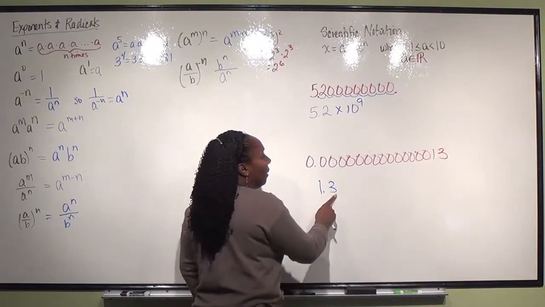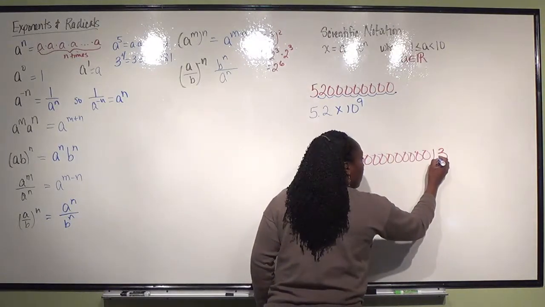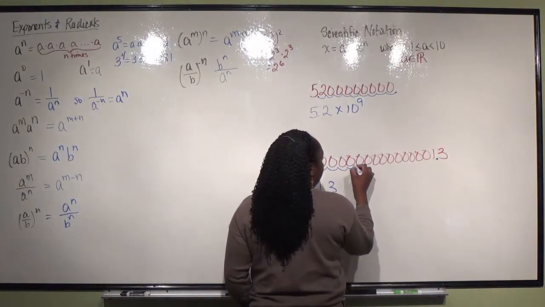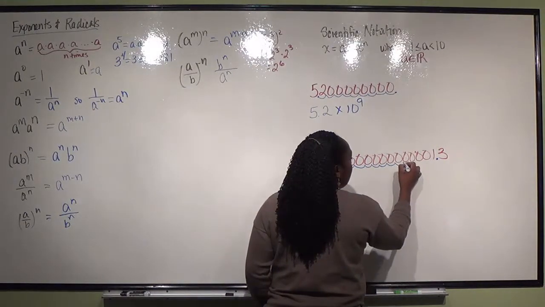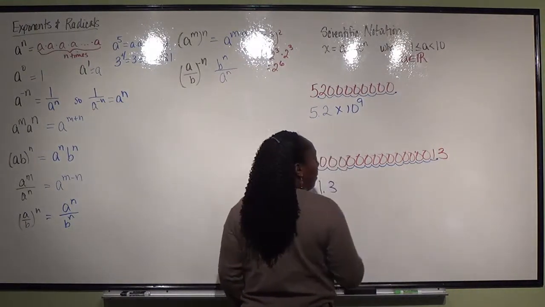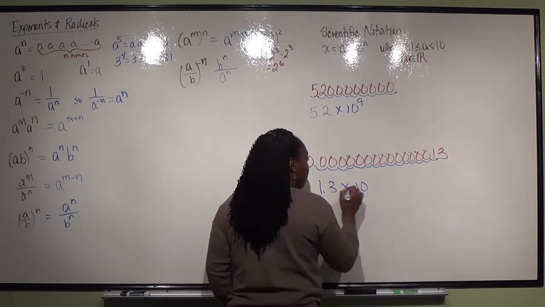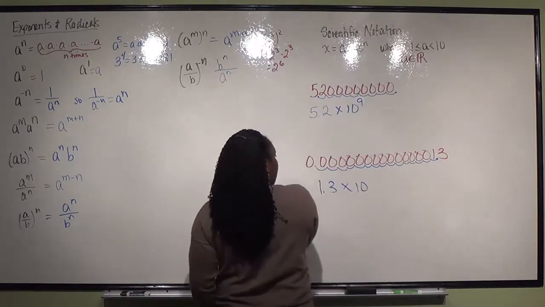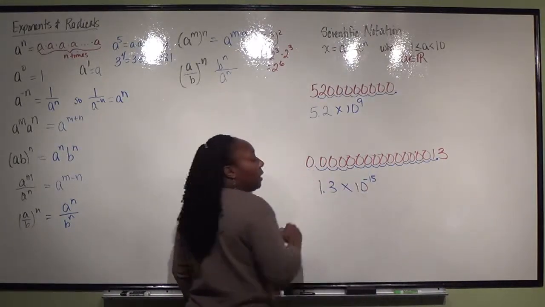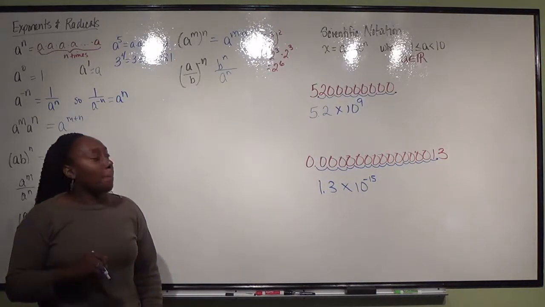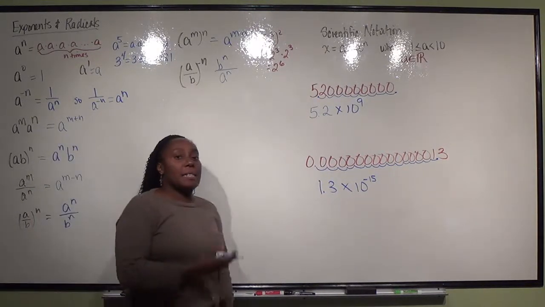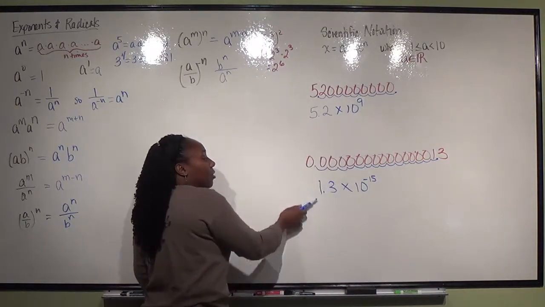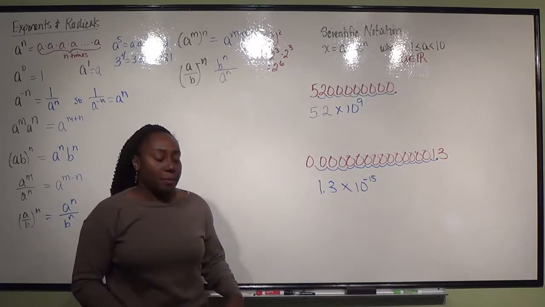So 1.3, and then same thing. I want to put the decimal there. It's already right here, so I just need to move it. 1, 2, 3, 4, 5, 6, 7, 8, 9, 10, 11, 12, 13, 14, and 15. The difference here is because my number is very small, and I'm moving my decimal in the negative direction, I'm going to have a negative exponent. Okay? So there's my scientific notation. To get a bigger number, the exponent will be positive. To make a smaller number, make it negative.